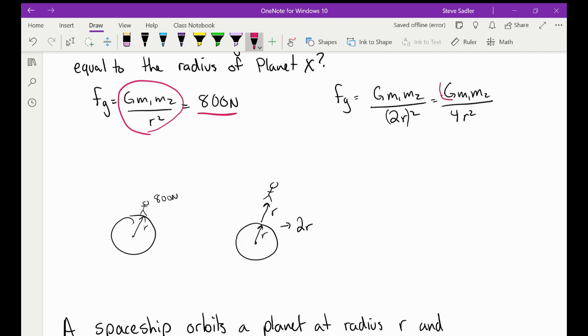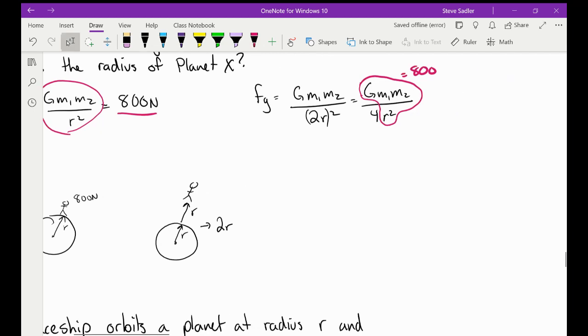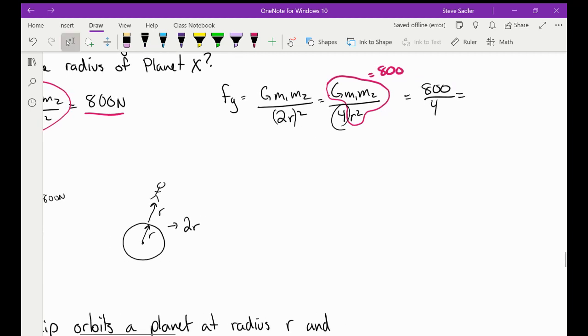So we can actually say, well, that's the same thing, so that should equal 800. So really what we're doing is 800 divided by, we got 4 left. So we know that the force of gravity is 200 newtons. The radius went up by 2, the force of gravity went down by a factor of 2 squared, which was 4. Inversely proportional. Hopefully that makes sense.